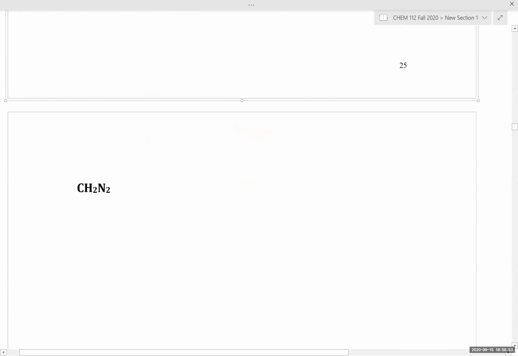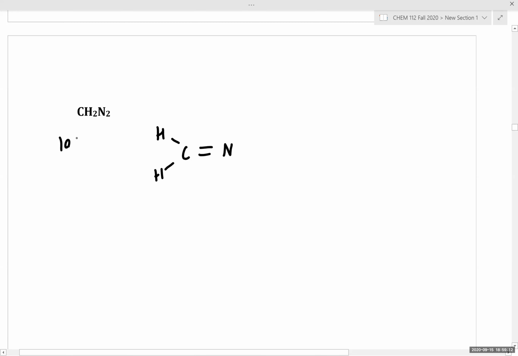So let's look at an example, CH2N2. It looks a little bit like this. So counting electrons, we have 10 plus 4 plus 2, which is 16 electrons to work with. So CH2N2, 2, 4, 6, 8, 10, 12, 14, 16, would look a little bit like this. Now, let's draw an orbital picture for CH2N2, otherwise known as diazomethane.